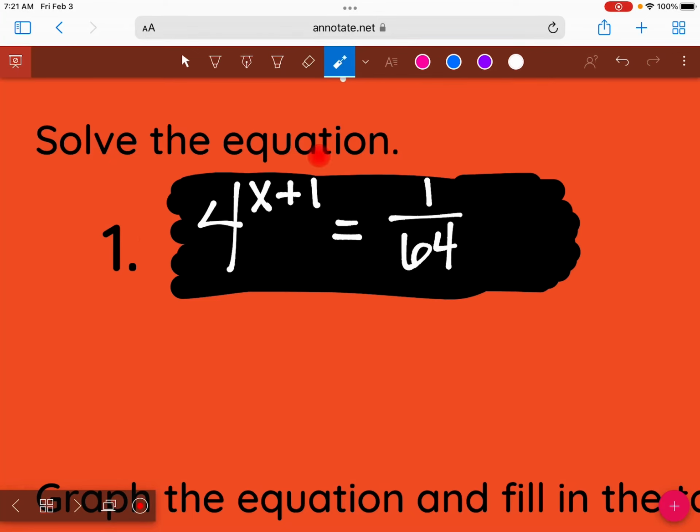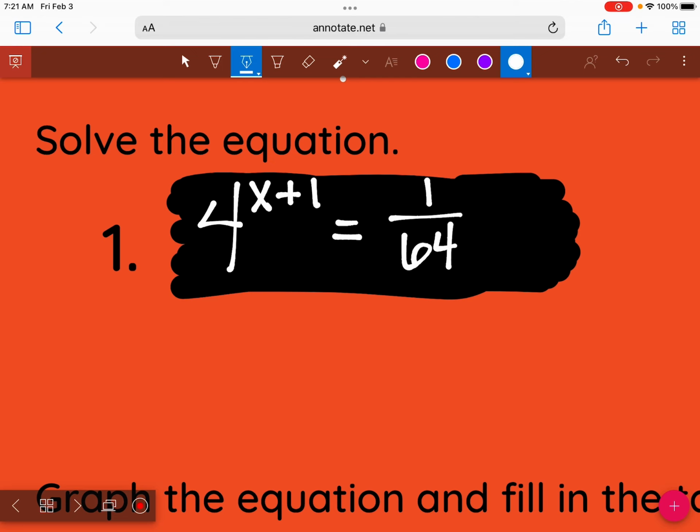What was your first step? Can we get our bases to match? How about that? No? Not possible at all? What number do they have in common that we can use?